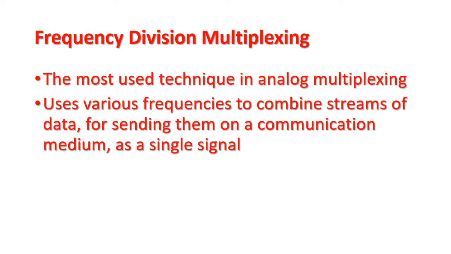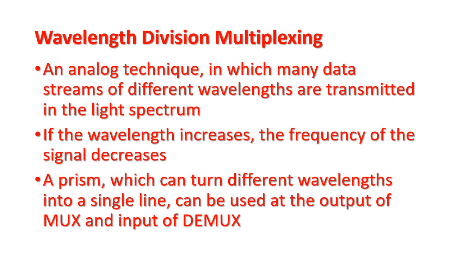Frequency division multiplexing. Frequency division multiplexing is the most used technique in analog multiplexing. It uses various frequencies to combine streams of data for sending them on a communication medium as a single signal. Wavelength division multiplexing. Wavelength division multiplexing is an analog technique in which many data streams of different wavelengths are transmitted in the light spectrum. If the wavelength increases, the frequency of the signal decreases. A prism which can turn different wavelengths into a single line can be used at the output of the MUX and input of the demux.